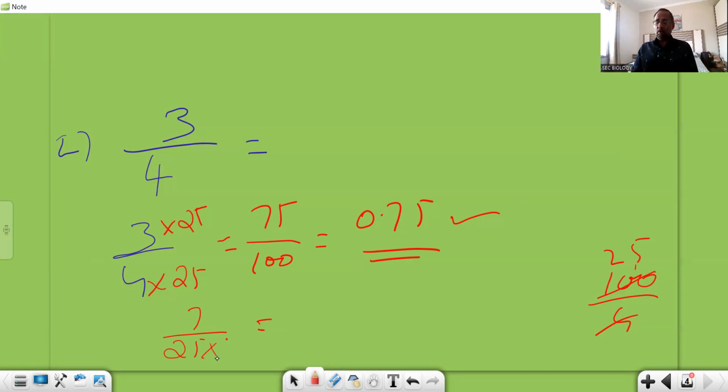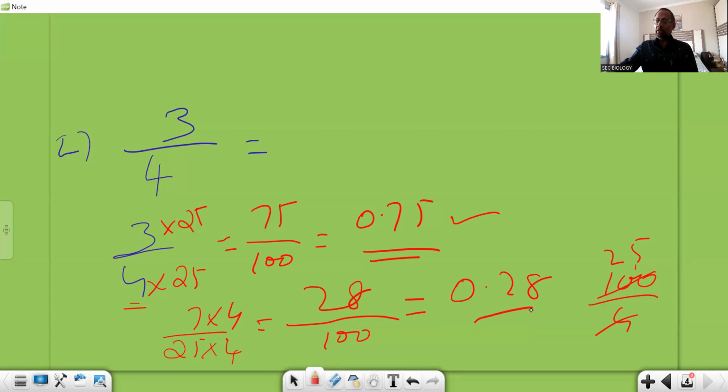25 into what gives 100? 100 divided by 25, that is 4. So multiply by 4. 7 fours are 28 by 100. So what is this? 0.28. 0.28 means 28 by 100. This is your fraction. This is your decimal.